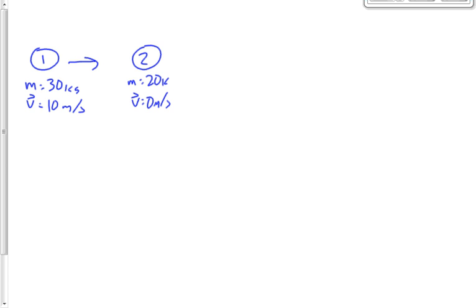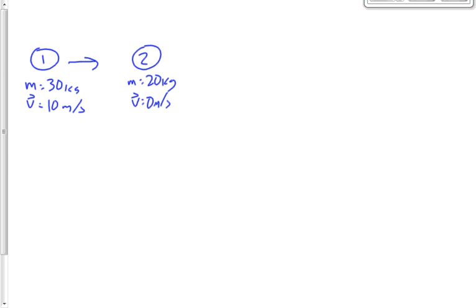We're going to call this object number one. We're going to give it a mass of 30 kilograms, and a velocity of 10 meters per second. Doesn't really matter what the numbers are here because we're not going to actually calculate anything with it, but we've got numbers just for argument's sake. Object number two is going to be sitting at rest before the collision. V is equal to 0 meters per second, and we'll make its mass 20 kilograms.